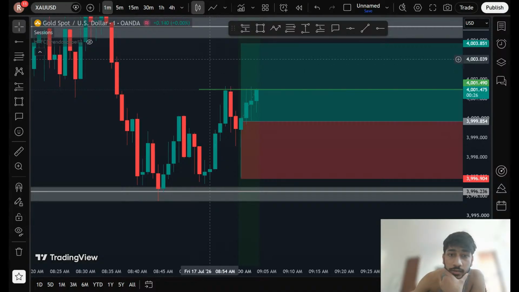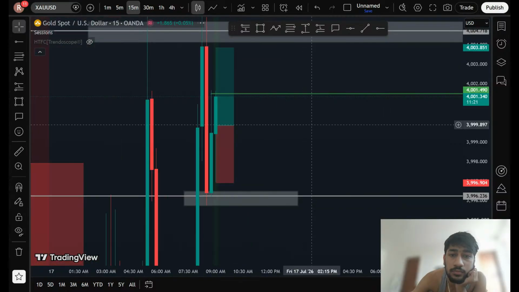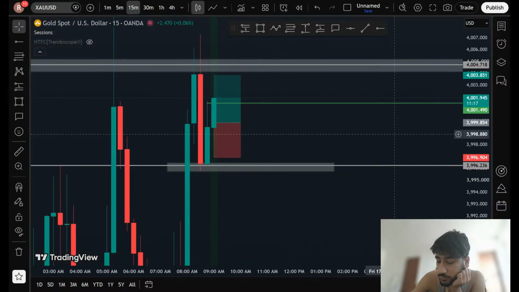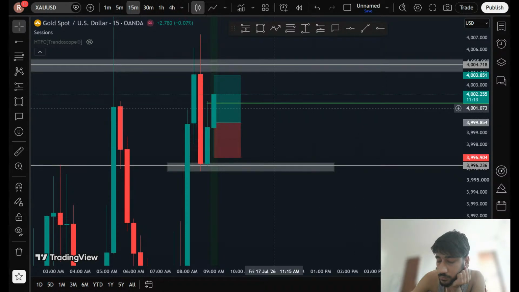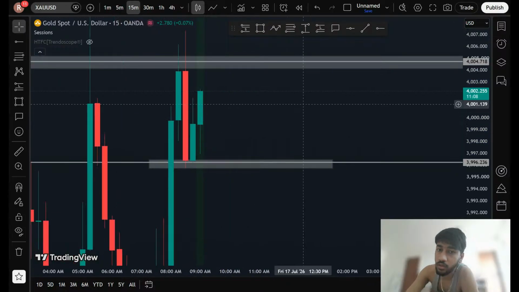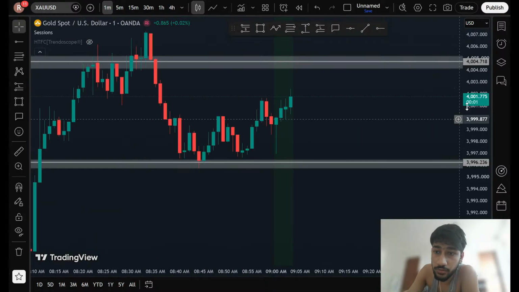I closed at breakeven, but this is what emotional trading looks like. Actually, this is an emotional trade. This is an emotional trade. This is a pure emotional trade.